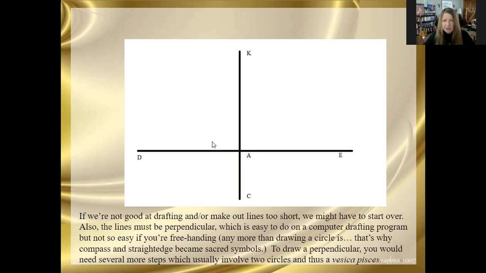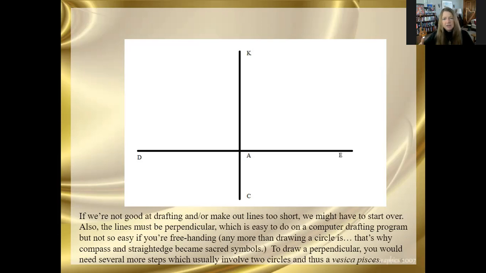If you're not good at drafting or you make your lines too short, you might have to start over. Also, these lines have to be perpendicular. That's really easy with a computer program. It is not easy if you're just freehanding it. It's almost impossible. The same thing with drawing a perfect circle. That's why the compass and straight edge are sacred instruments, why you see them.